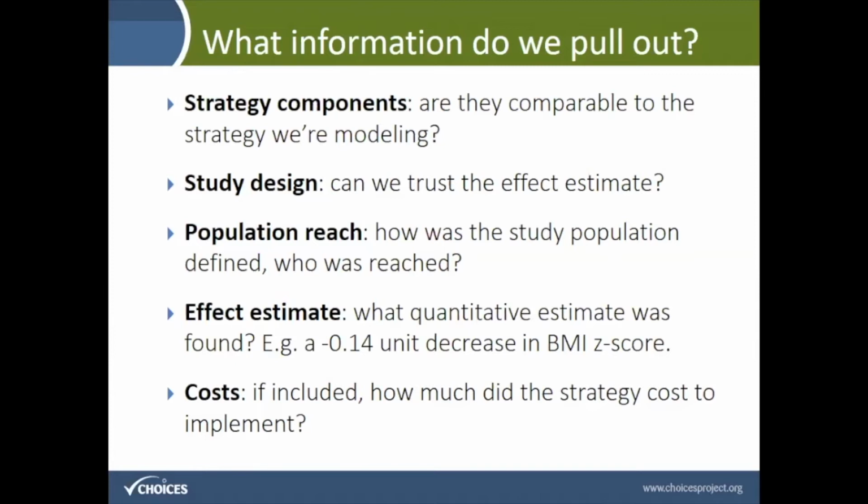We also look for that effect estimate, so we try to hone in on what that quantitative estimate was. So was it, for example, a 0.14 unit decrease in BMI Z-score? Was it a 1-hour decrease in television watch per day, or an 8-ounce decrease in sugar sweetened beverage consumption? We want to find what that effect of the intervention actually was in quantitative terms. And then we do look to see if the paper included any information on costs, not just dollar amounts that the authors estimated, but if they mention how many hours it took to do certain activities, sort of what are the resources that the intervention required to be implemented, we pull out that information as well.